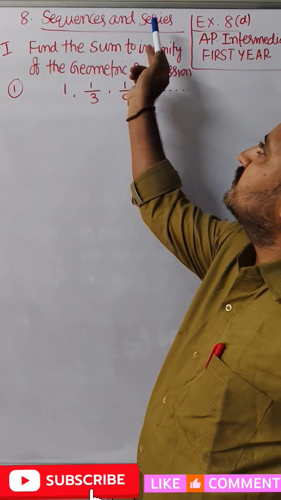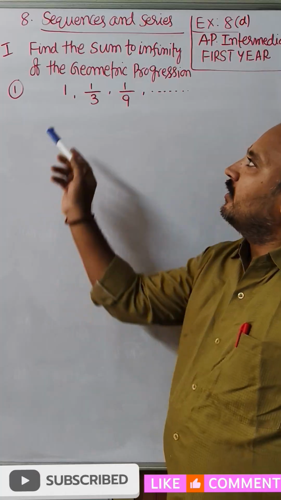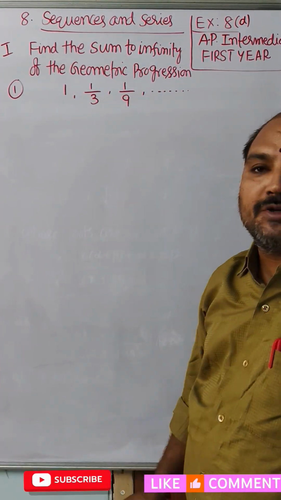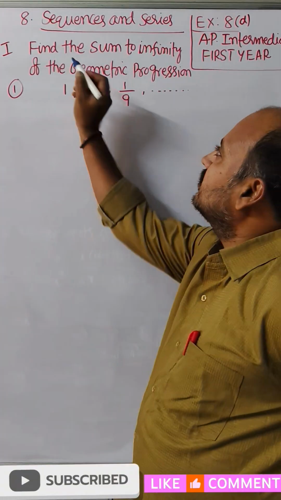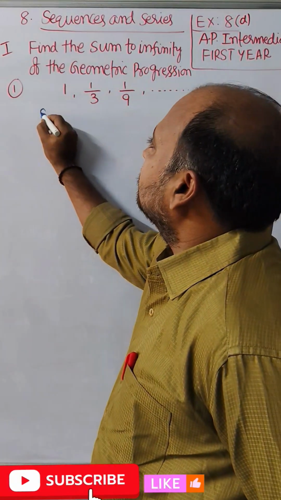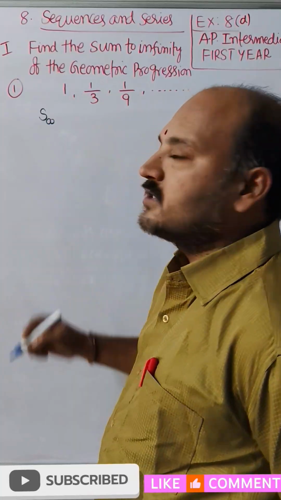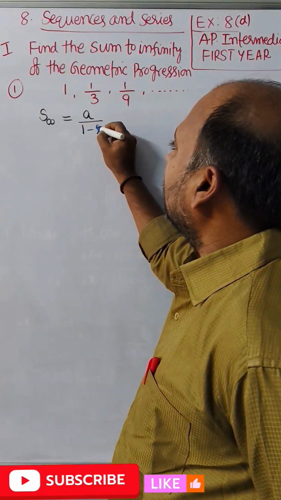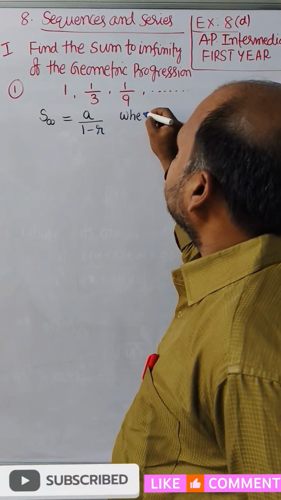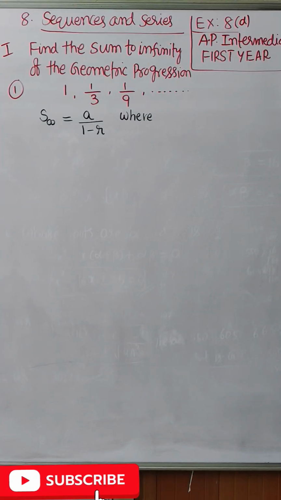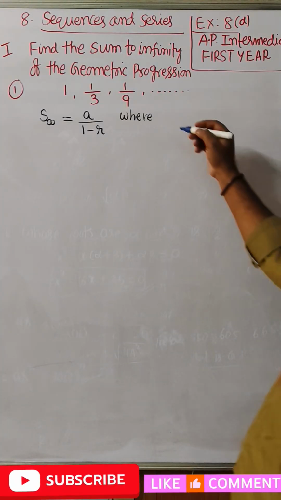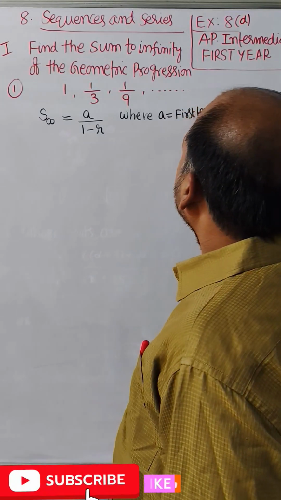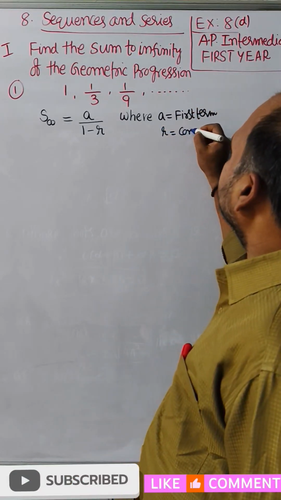Here the question from sequence and series, we are in exercise 8D. The first question, find the sum to infinity of the geometric progression. What is the formula for sum to infinity in GP? Sum to infinity in GP, denoted by S infinity, is equal to A by 1 minus R, where A is the first term, R is the common ratio.